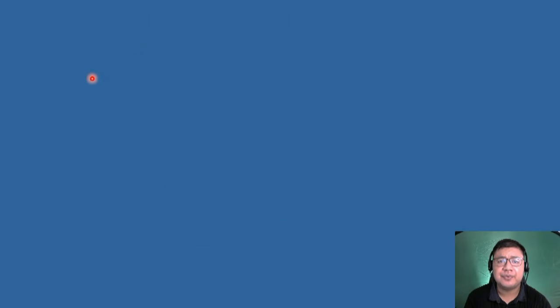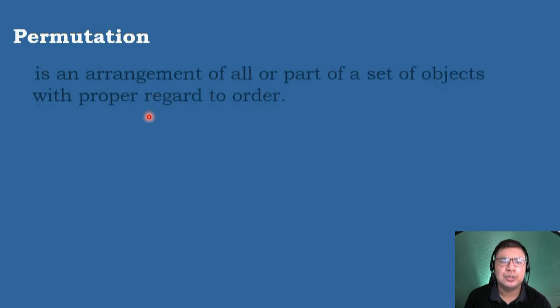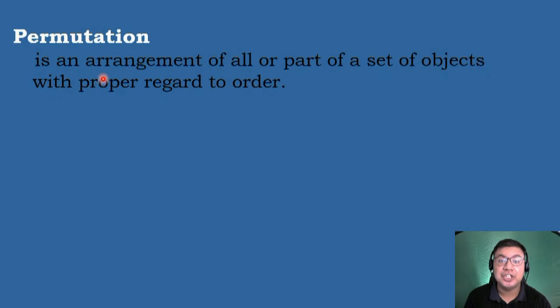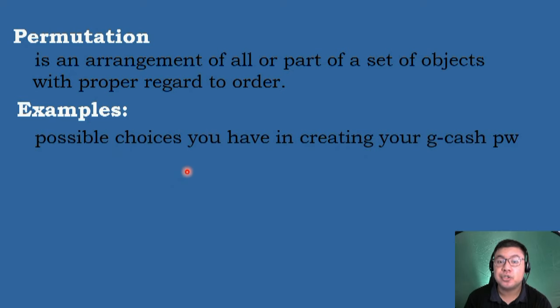It is important for you to remember those topics that we have reviewed earlier because we will be using them in today's topic. Our topic for today will be permutation. What is permutation? Permutation is an arrangement of all or part of a set of objects with proper regard to order. Let's say for example, the possible choices you have in creating your GCash password. That is an example of permutation.